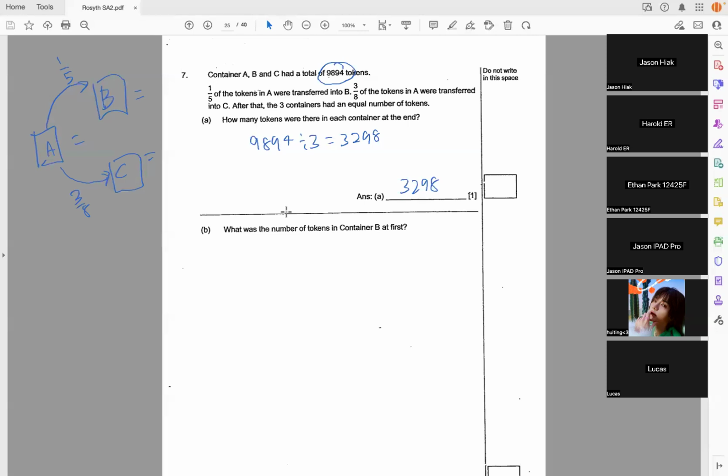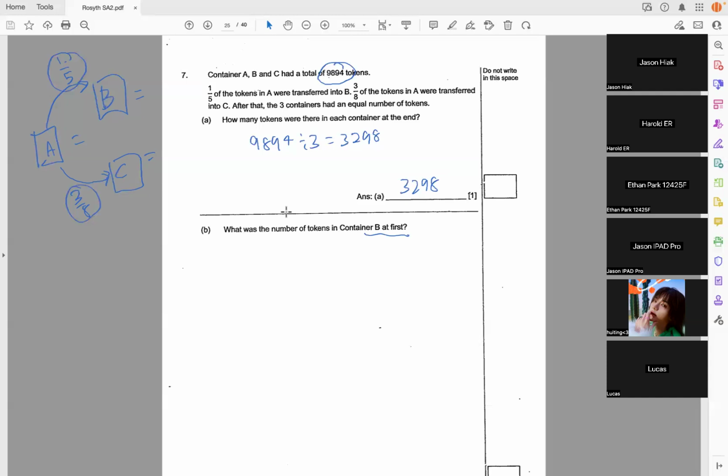So what it means is what is inside B before A transfer any tokens to it, right? B at first. What was B before it received tokens from A? Okay, so let's look at this. 1/5 and 3/8, right? So this is 1/5 of A, 3/8 of A. So let's make them of the same denominator.